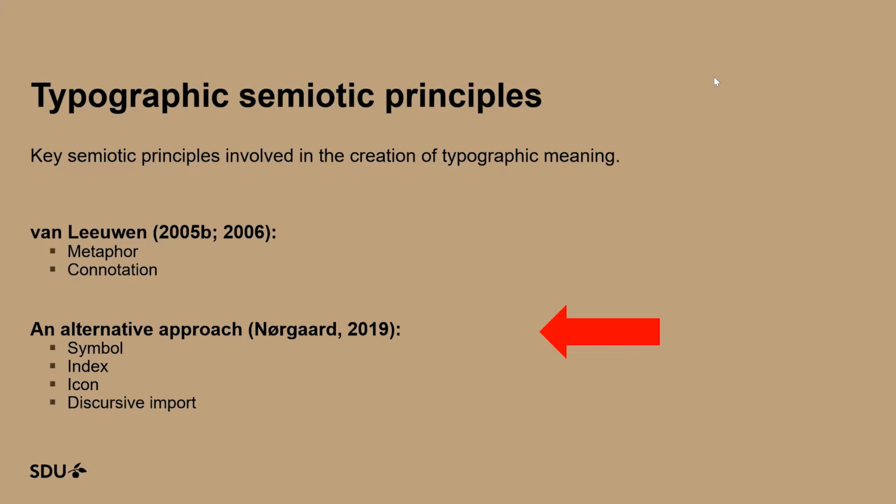So in my view, much typographic meaning can be described as either indexical, iconic, symbolic, or as discursive import. And in my next slides, I'd like to explain the four semiotic principles and show you examples from my literary data.